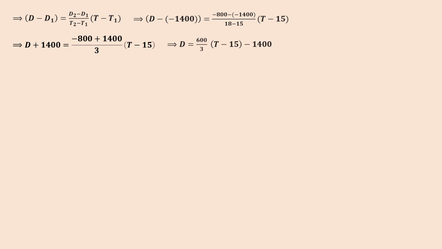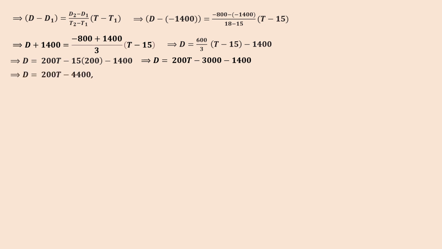That is, d is equal to 600 by 3 into (t minus 15), minus 1400. So d is equal to 200 into (t minus 15), minus 1400. Therefore d is equal to 200t minus 3000 minus 1400. Therefore the relation is d is equal to 200t minus 4400. That is the equation of the motion, right? That is equation number 1.